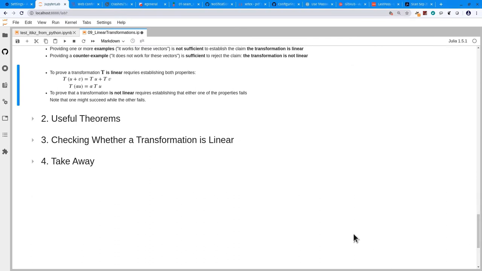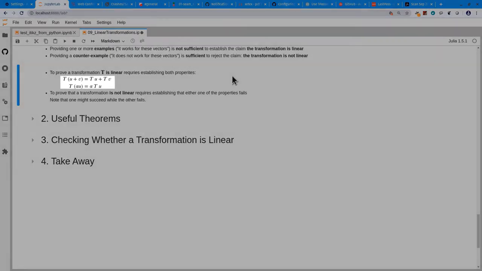Two further remarks that I want to make: to show that the transformation T is linear, I have to establish both of these properties. I have to establish that T applied to U plus V is equal to TU plus TV. And I also have to establish that T applied to alpha U is equal to alpha TU for all possible vectors U and V and all possible scalars alpha.